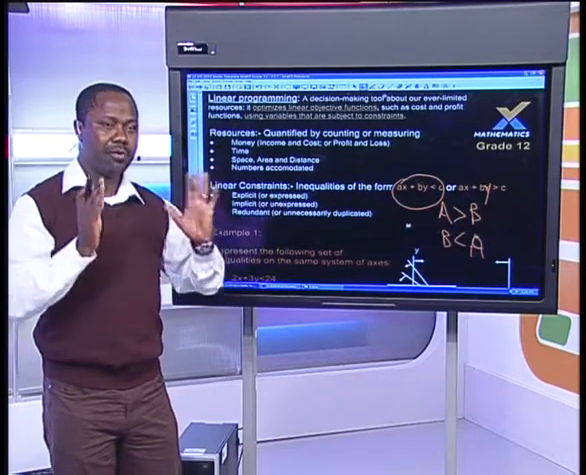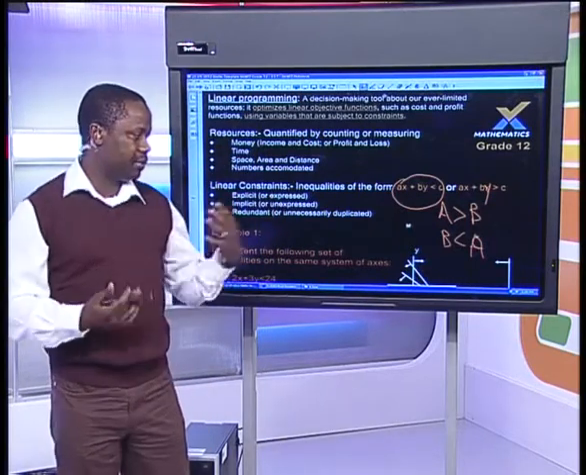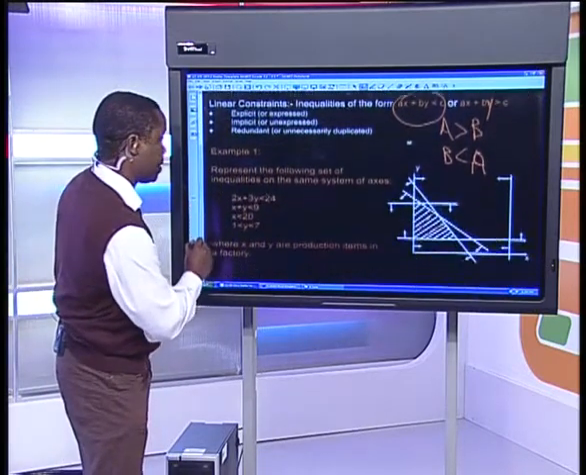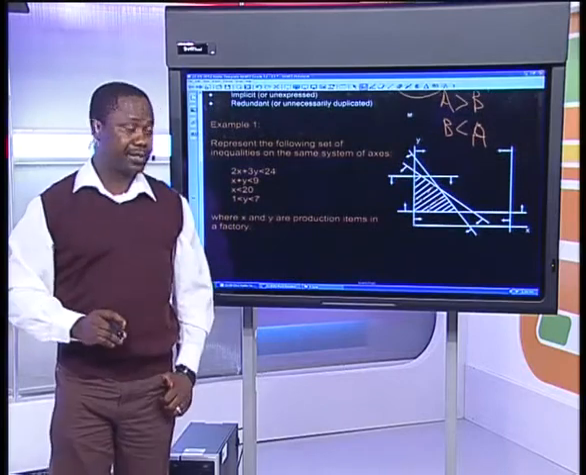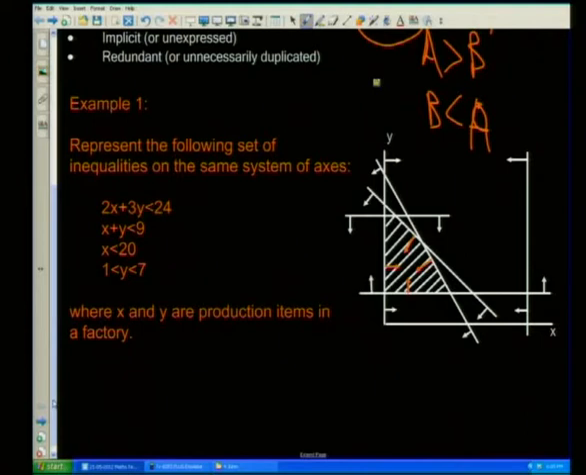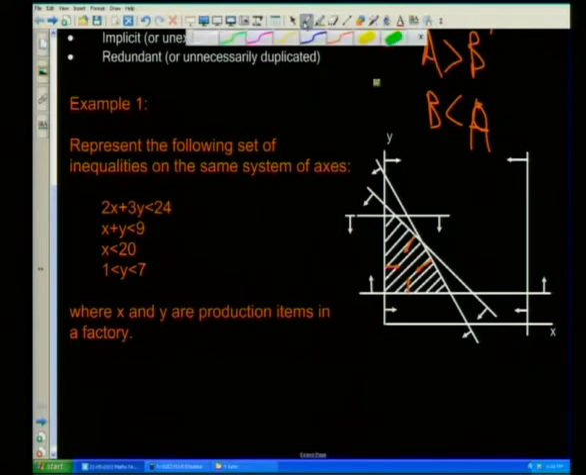I'm going to look at an example where we can take linear constraints, make sure we can sketch them in one system of axes and see what comes out. My example says, represent the following set of inequalities on the same system of axes. You're given 2x plus 3y less than 24, x plus y less than 9, x less than 20, y is between 1 and 7. I have actually already drawn that on the right-hand side here.